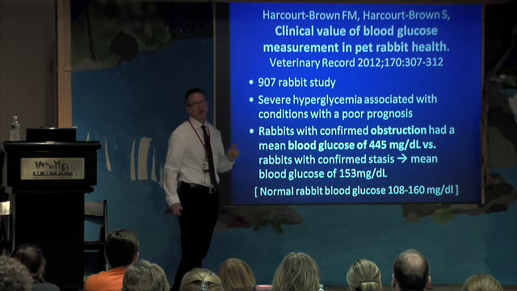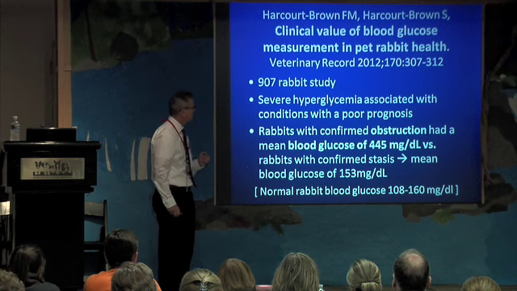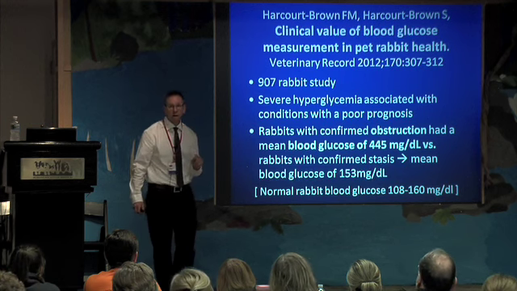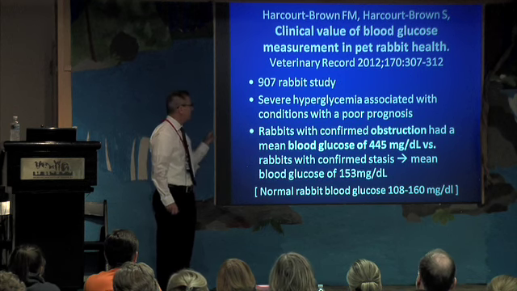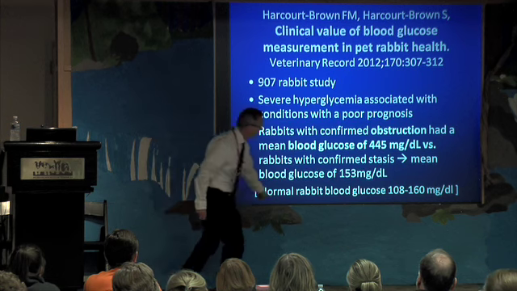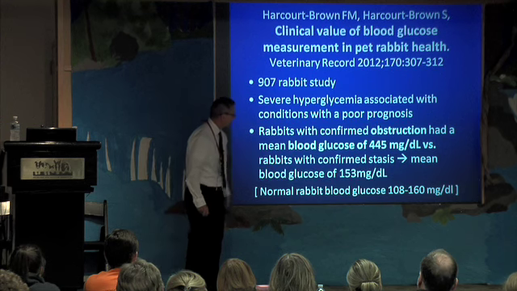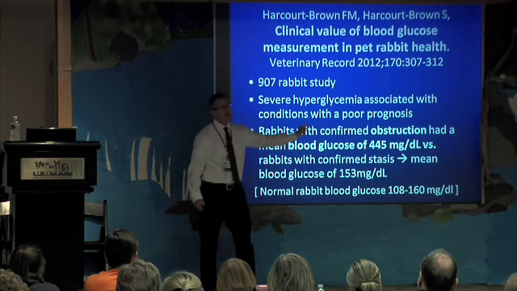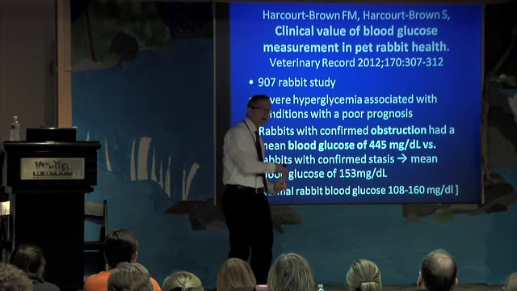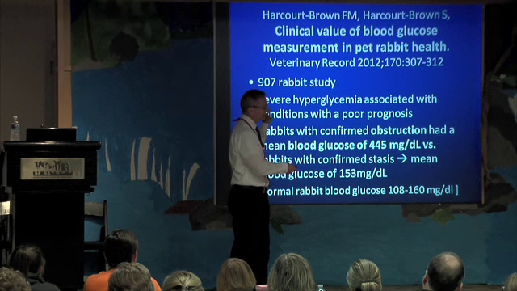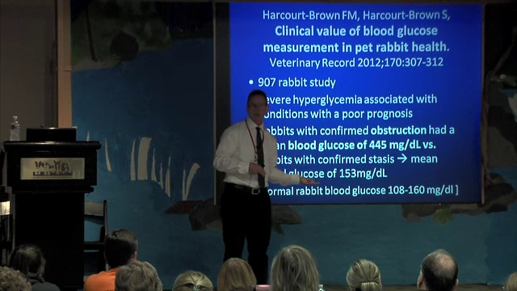But what she did find when we're talking about GI disease was that severe hyperglycemia, or high blood glucose levels, are associated with a poor prognosis, a more severe condition. Rabbits with confirmed obstruction had a mean blood glucose of 445, where normal is 108 to 160, versus rabbits with stasis, which had a mean blood glucose of 153. So you could run a blood glucose, and if it was really high, and you have a high white count, and you take serial x-rays, which we're going to see in a case in a minute, that could all give you enough information to say we need to cut this rabbit.